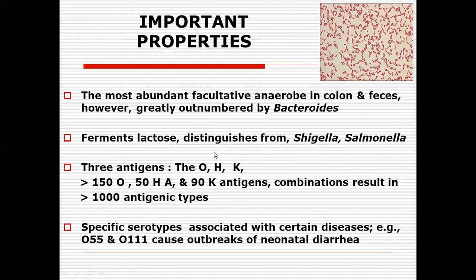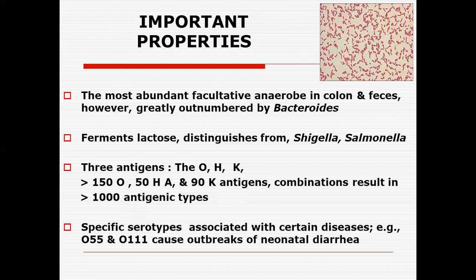Now, there are 3 antigens, as we have seen: the somatic antigen, the flagellar antigen, and one more, the capsular antigen. More than 1,500 serotypes are based on the somatic O antigen, more than 50 serotypes on the flagellar antigen, and more than 90 on the capsular K antigen. The combination of all these results in more than 1,000 different antigenic types.